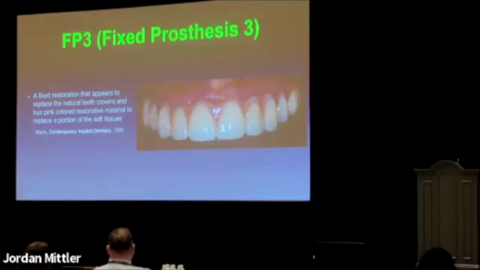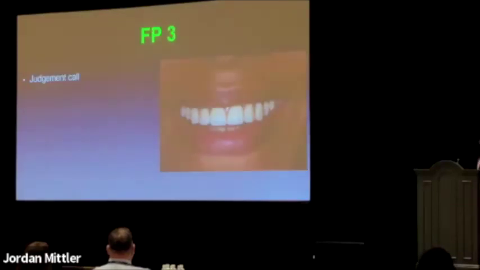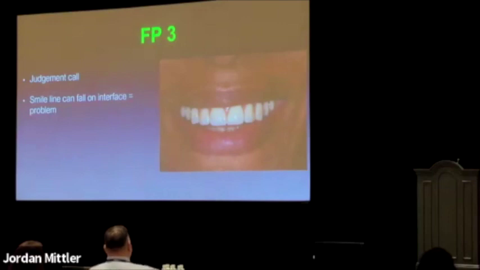And the real challenge in these FP3s, and it's a bit of a judgment call, is where does the smile line interface with the prosthesis? Because if the patient smiles higher than the margin of that prosthesis, now you're going to see that interface. And so you have to really be careful and try to figure out, do I need to reduce bone? Or do I want to keep the bone where it is in order to have a proper interface?